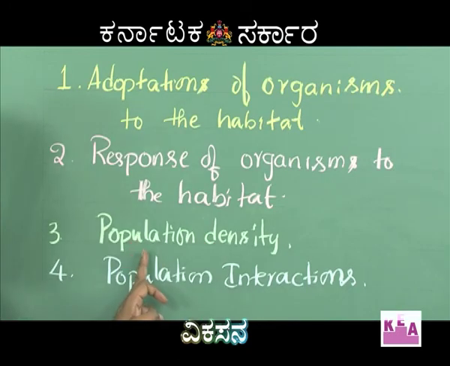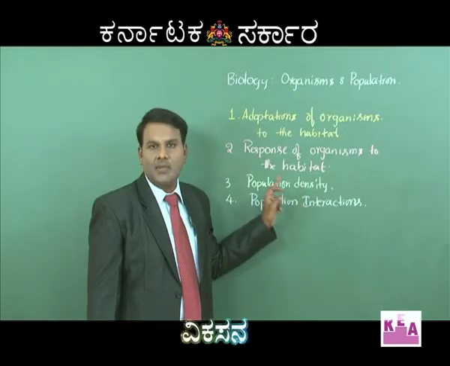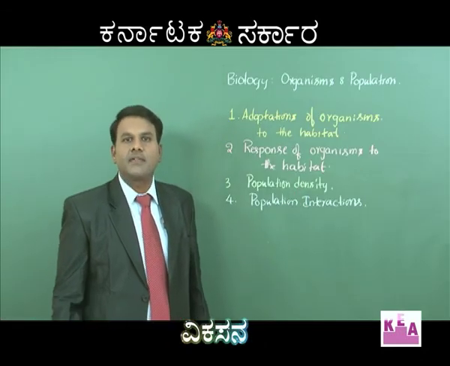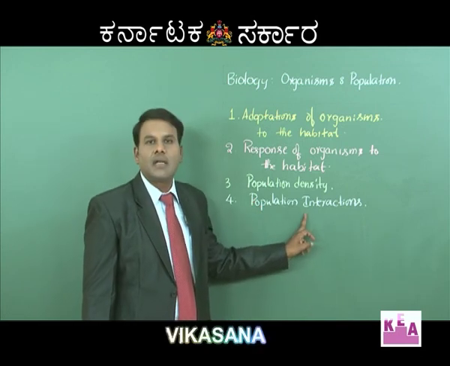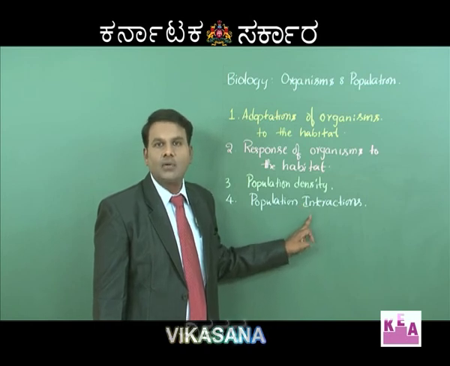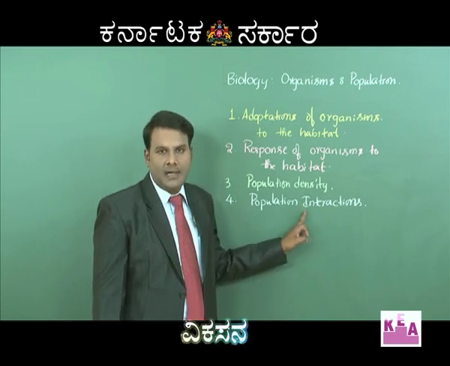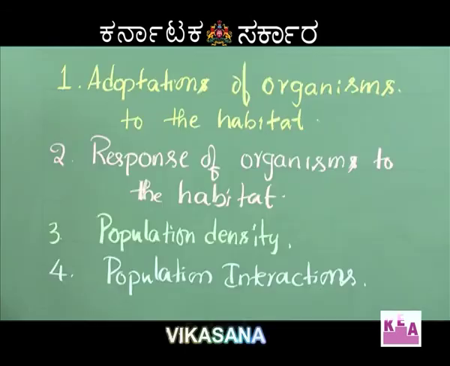The third concept is population density. Under this concept, we will understand how population density can be measured by using different parameters. Then followed by population interactions. Under this concept, we have understood how two different organisms interact among themselves to be better adapted to the environment.